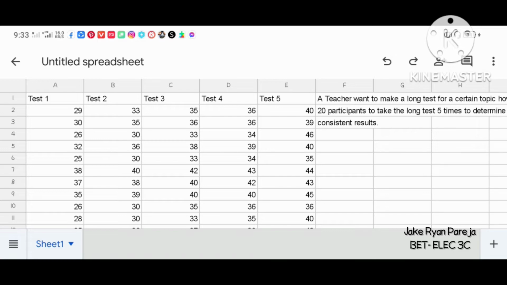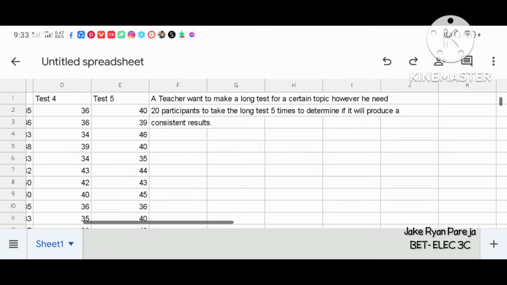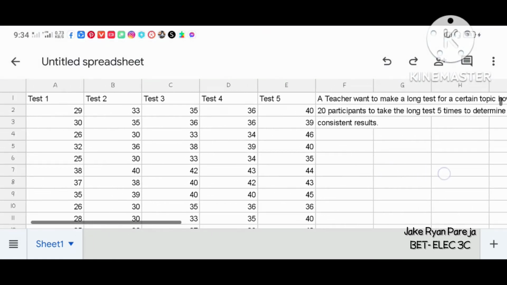Our situation is a teacher wants to make a long test for a certain topic. However, he needs 20 participants to take the long test 5 times to determine if it will produce a consistent result. As we can see, we have here our data sample: test 1, test 2, test 3, test 4, and test 5. And in every test, we can see that it has 20 students.